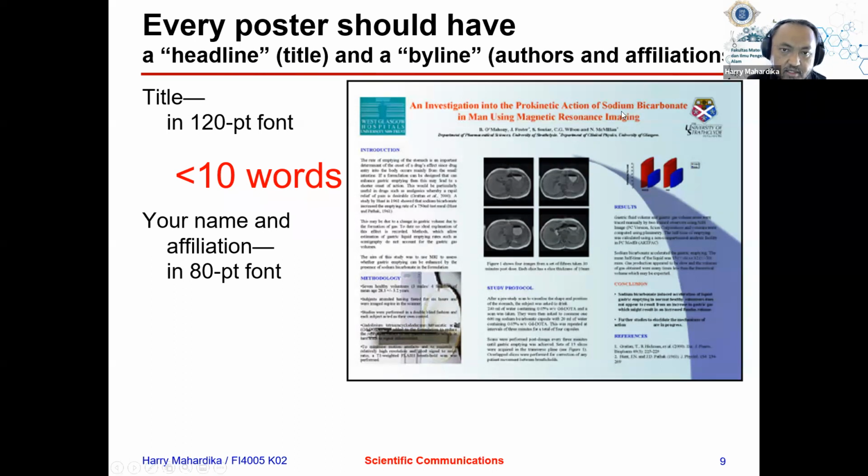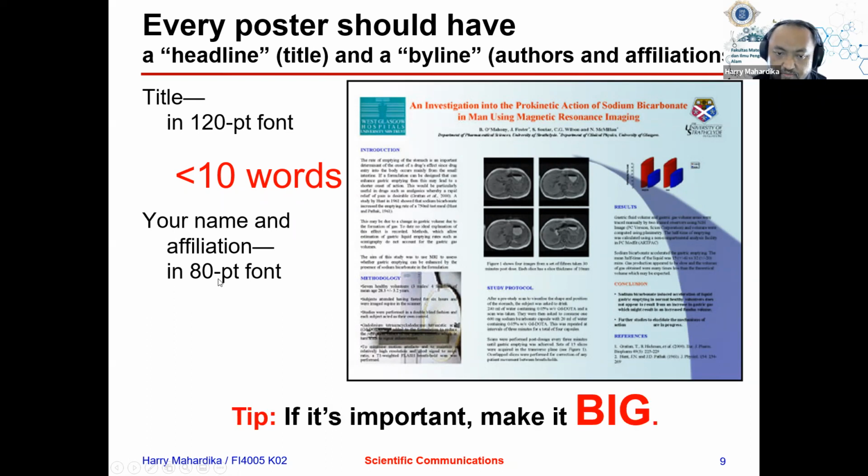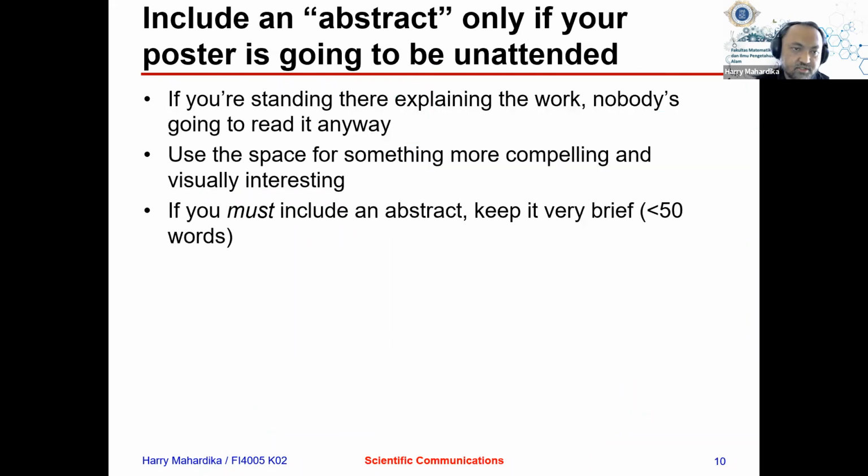And then the section above should contain your name and also affiliation, and it's written in 80 pt fonts. Okay, if it's important, then make it big. So this is one tip to make a poster outline: if it's important, you should make it big in the poster.